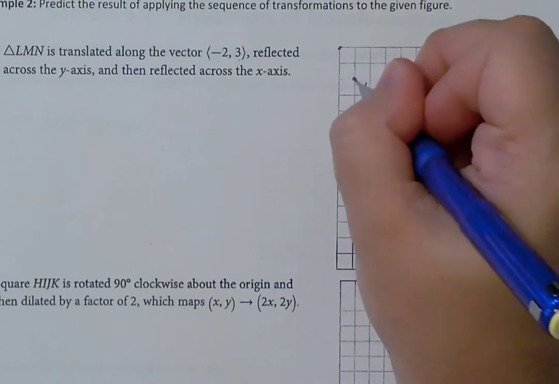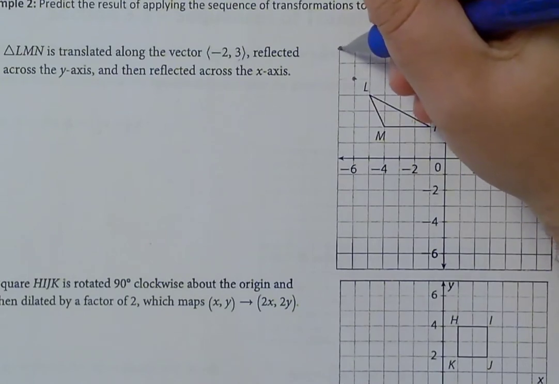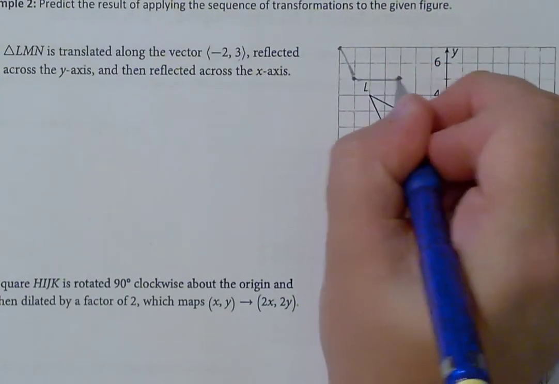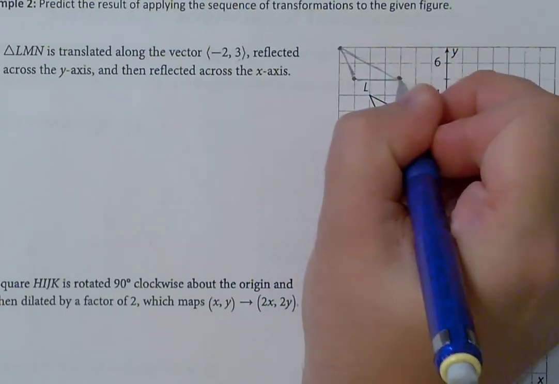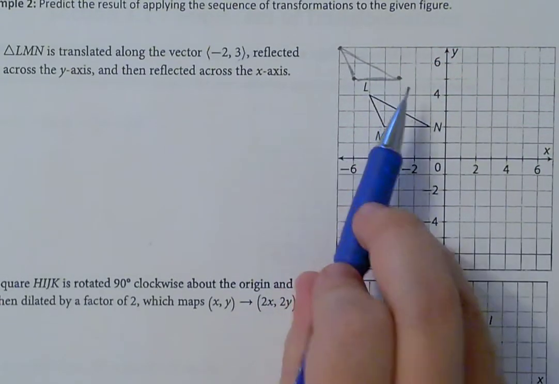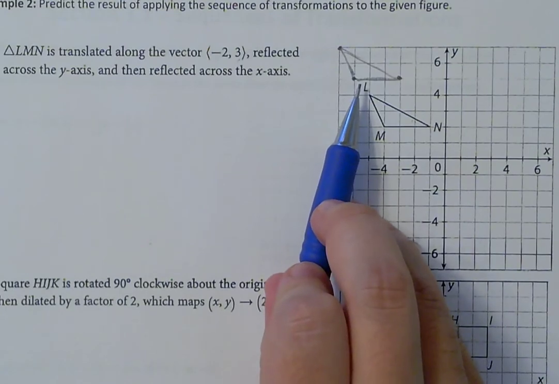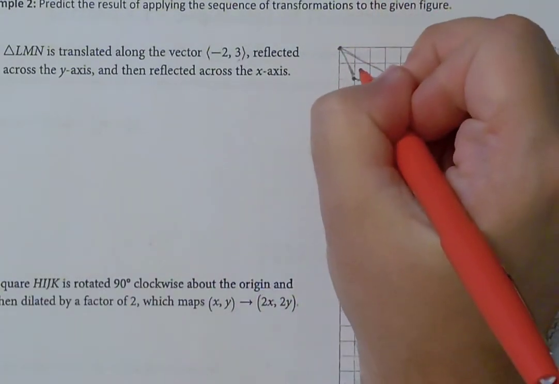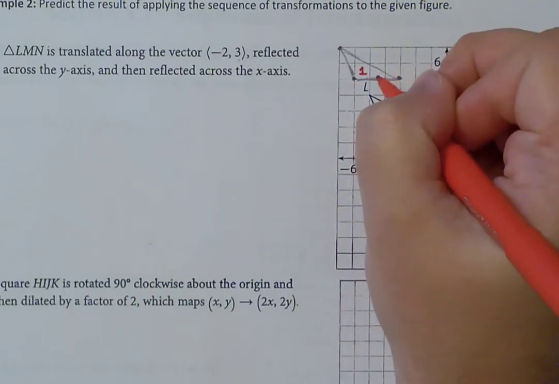So when I go back to up 3 for each point, I'm not going to be worried about the exact coordinates for this. Okay, so I would predict that that triangle would go there. So this would be kind of after my first transformation, that it would end up here.